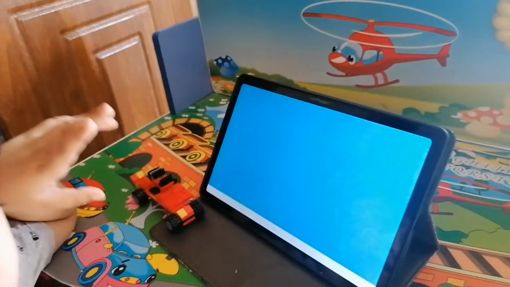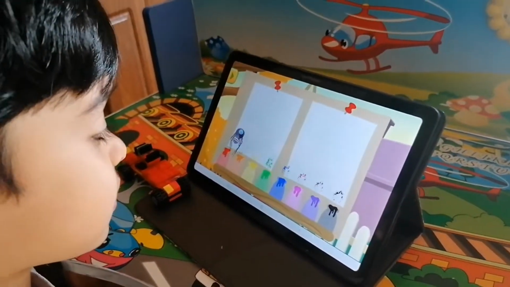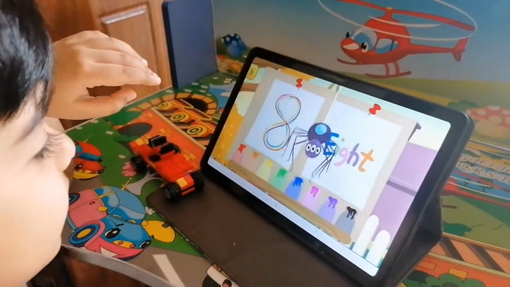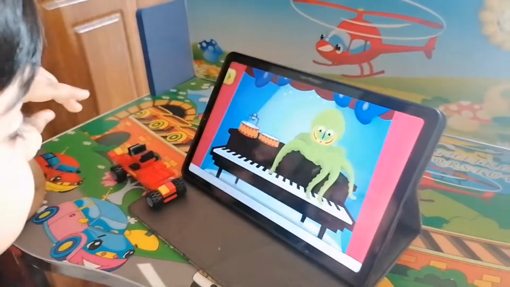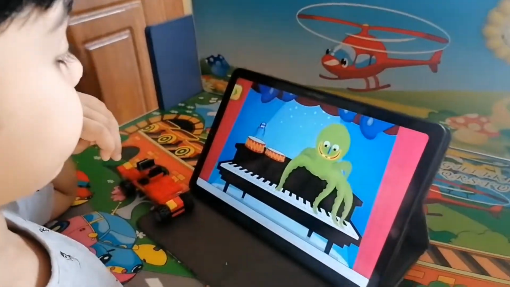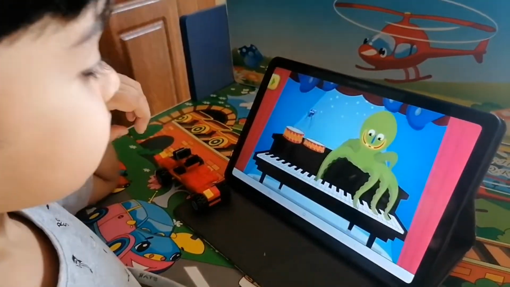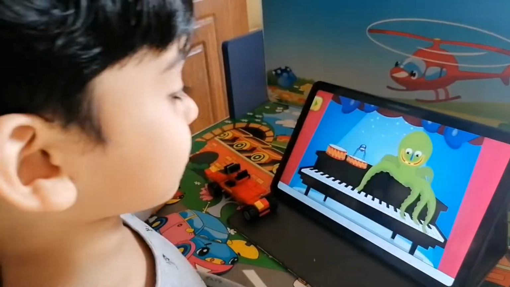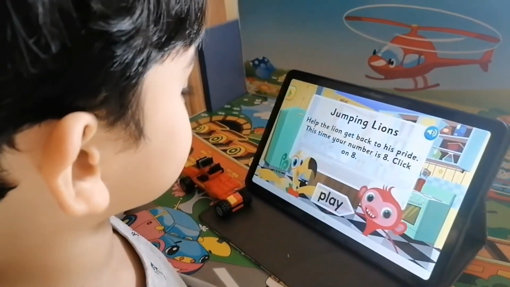Octopus. What? 8. Number 8. Octopus have 8 legs, yeah? Jumping lions.